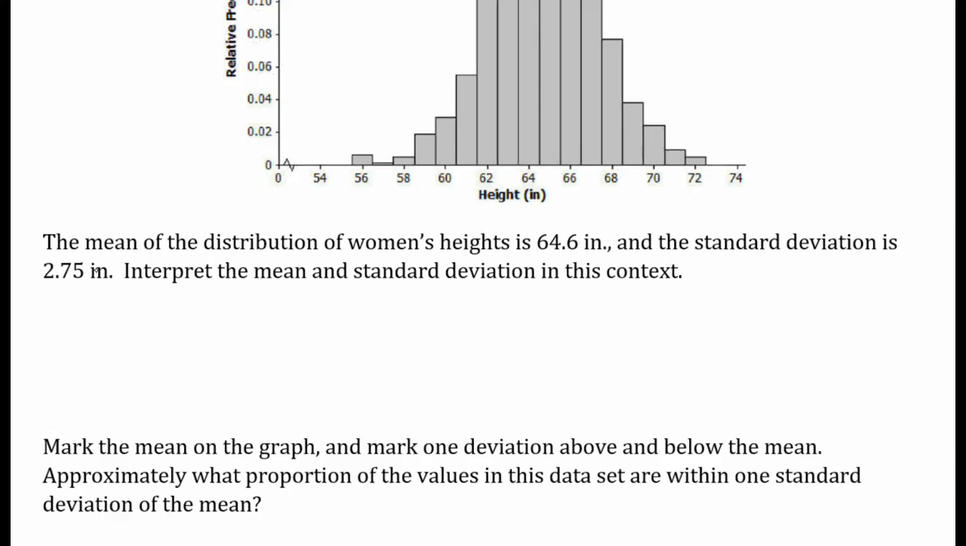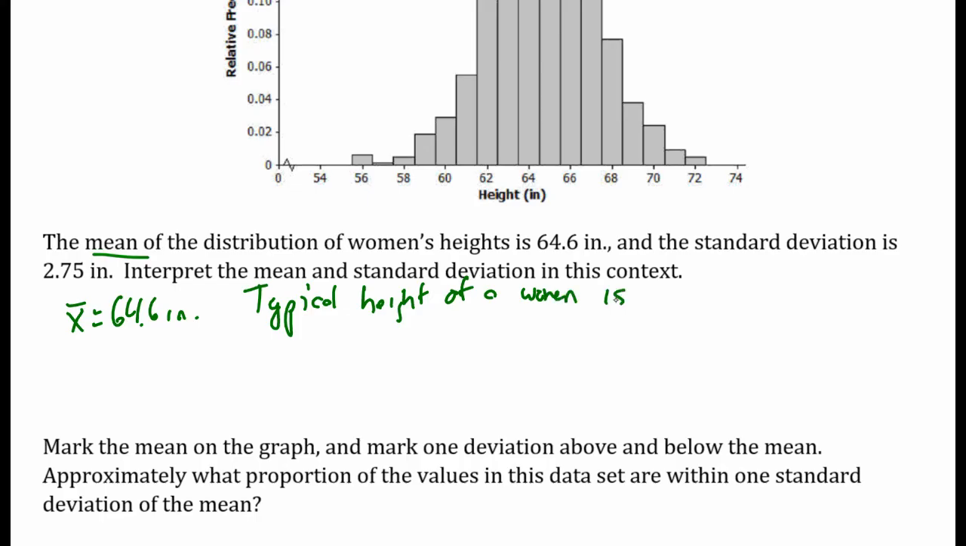Well, the mean, x bar, is 64.6 inches, which means the typical height of a woman is 64.6 inches. The mean measures the typical height. It's the center, it's the balancing point of that distribution.